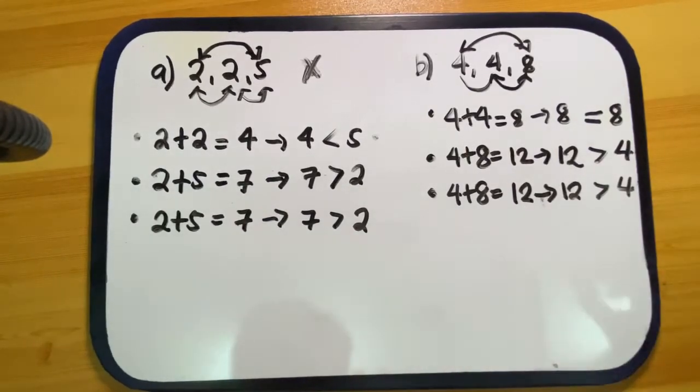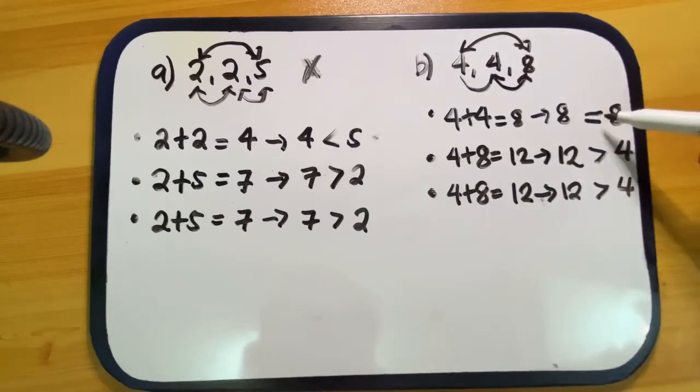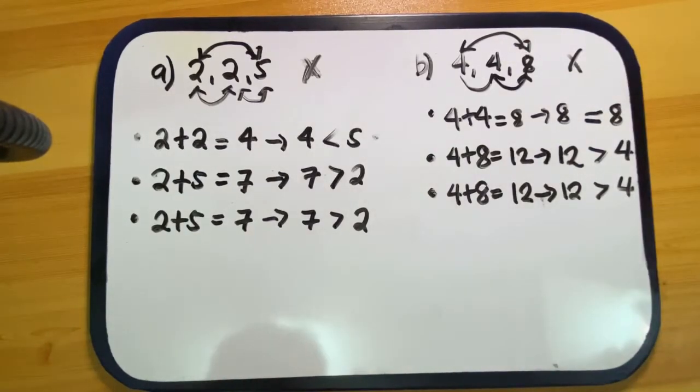Again, according to the rule, each comparison should be greater. Here we have equal, so we cannot form a triangle. So B is not the correct answer.